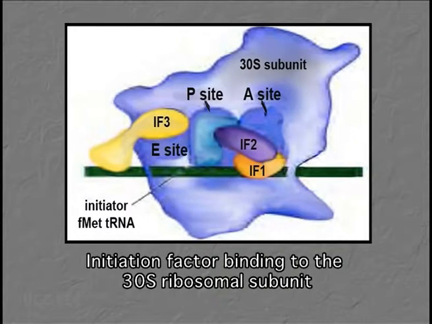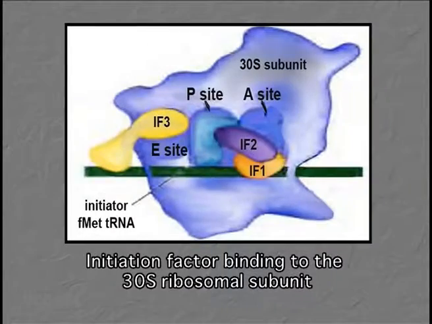To overcome this problem, we have the involvement of various factors. These factors are called initiation factors, denoted as IF1, IF2 and IF3. Out of these, IF1 binds to the 30S ribosomal subunit onto a region that becomes the A site. It means it blocks the A site of the 30S ribosomal subunit. Similarly, we have another factor, IF3, or initiation factor 3, which binds to the E site of the ribosome.